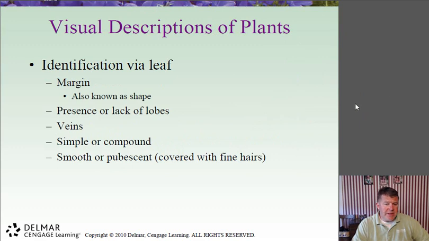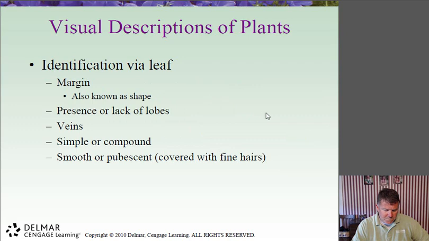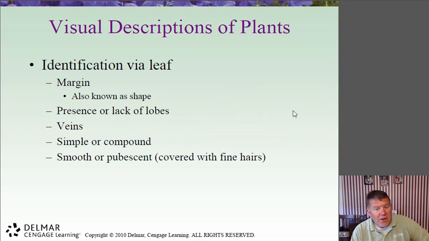Visual description of the plants. We have the identification via leaf. We have the margin, also known as the shape. The book has real good pictures of the leaf shapes. I would possibly photocopy these, have them in my notebooks.